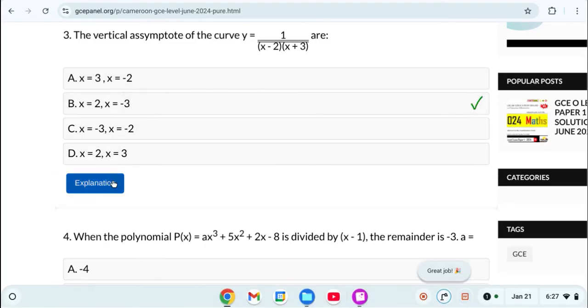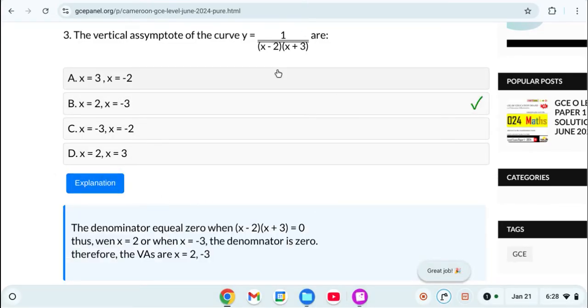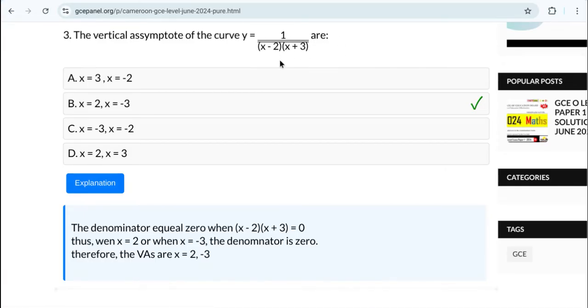So our key is B. Okay, so we can just equate the denominator to 0, solve for x, and exclude these values from the domain of definition. Okay, so those values are known as the vertical asymptotes, x equals 2 and x equals negative 3.